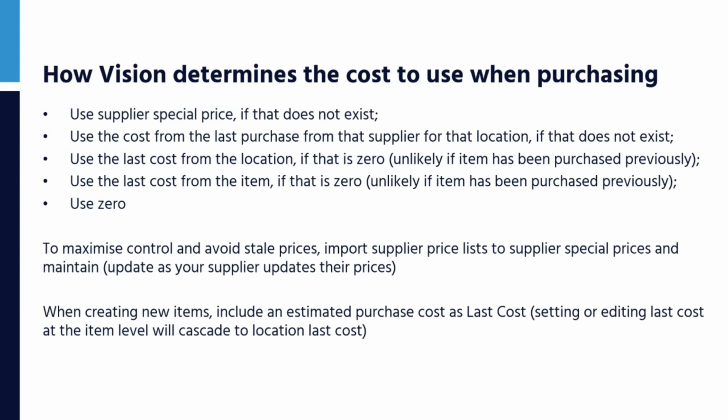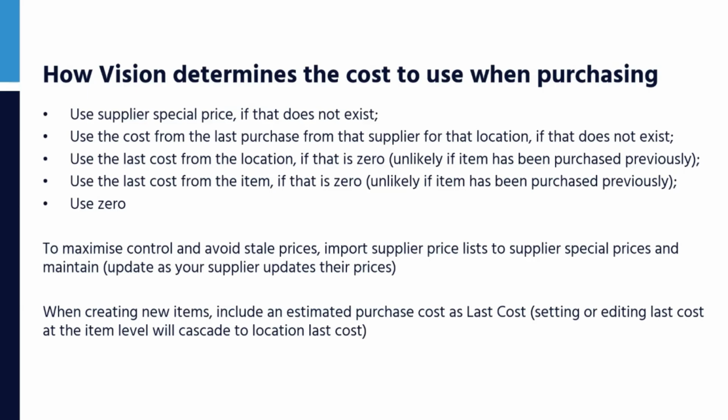If they're not proactive in providing that to you, you can just do an import to update those prices. But if a supplier special price doesn't exist, then the cost from the last purchase from that supplier for that location will be used. So that's something to be wary of as well. If it is a slow moving item, and you haven't purchased a grand piano for 3 years, chances are that cost is stale. So if you had the supplier's price list, that's going to be a lot more accurate than the cost of that item from 3 years ago into that same location from that same supplier.